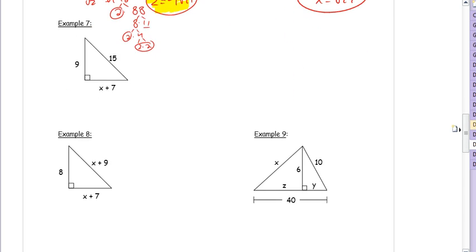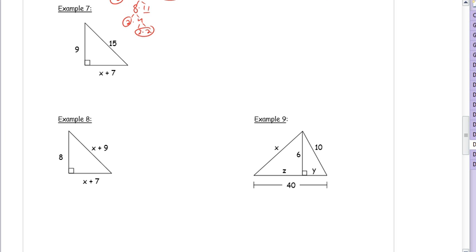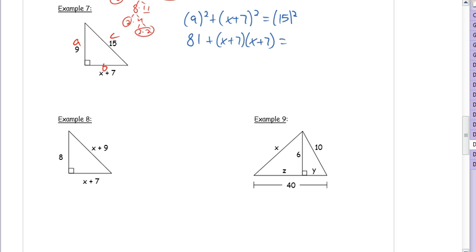Okay, a couple more examples. Example 7. We have a, b, this side is c. So again, I'm just going to put this in blue so we don't get mixed up with the one before. We have 9 squared plus x plus 7 squared, the whole thing squared, equals 15 squared. So that's going to become 81 plus, do it like this, x plus 7 times x plus 7. That is how you want to multiply that, equals 225.